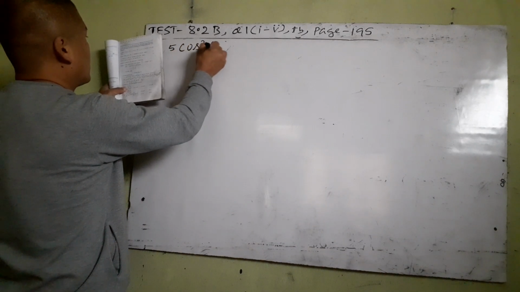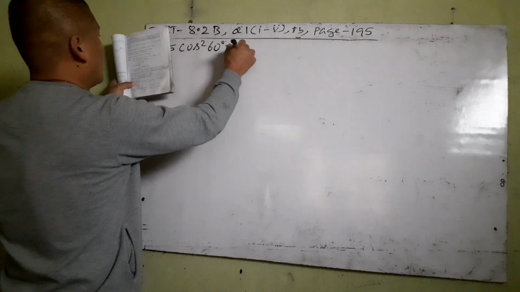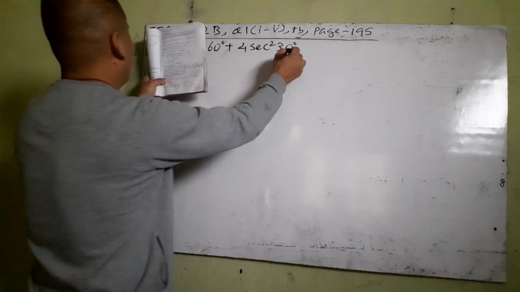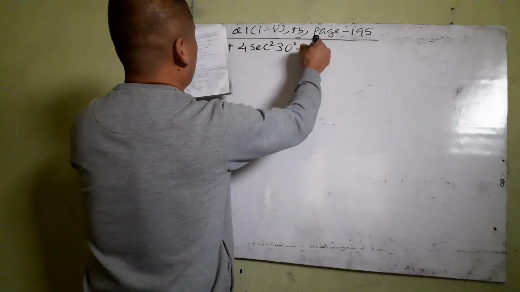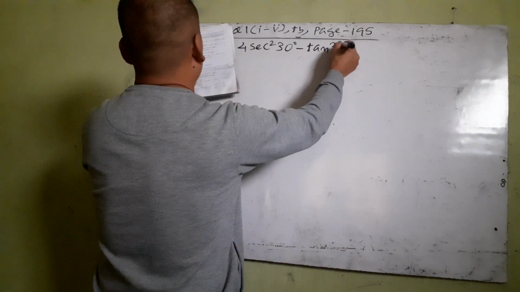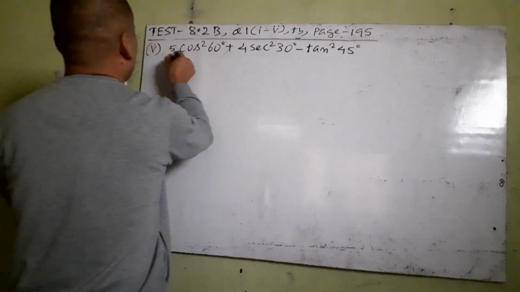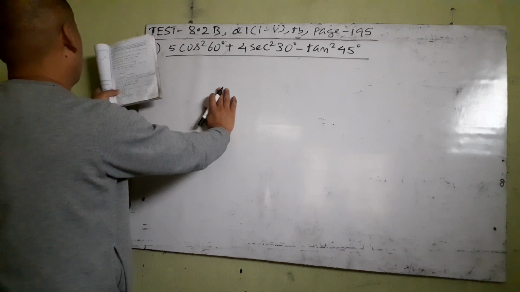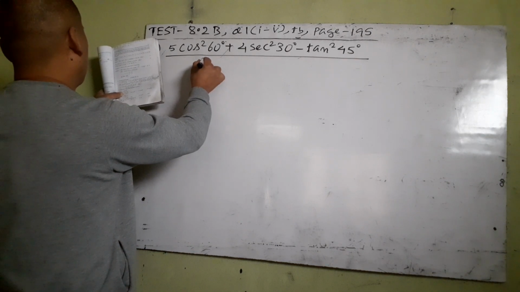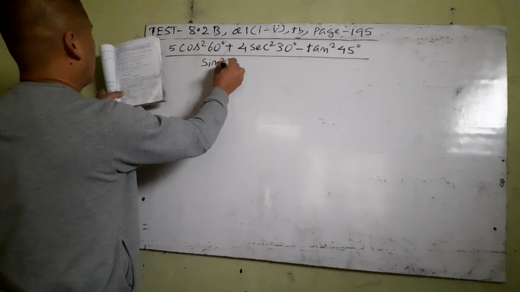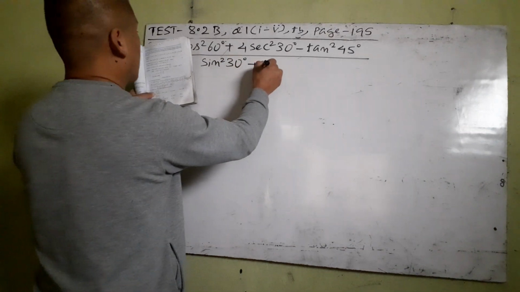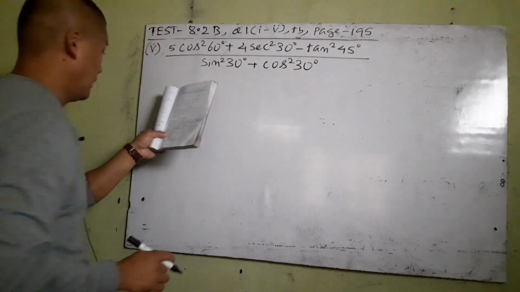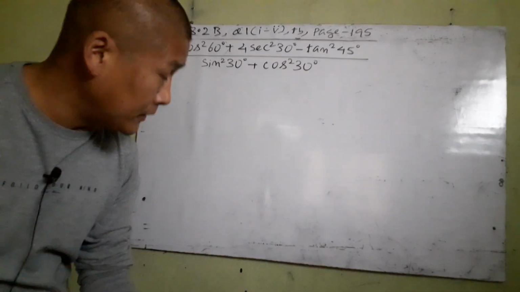cos square 60 degree plus 4 sec square 30 degree minus tan square 45 degree divided by sine square 30 degree plus cos square 30 degree. Okay, so let's do it carefully.